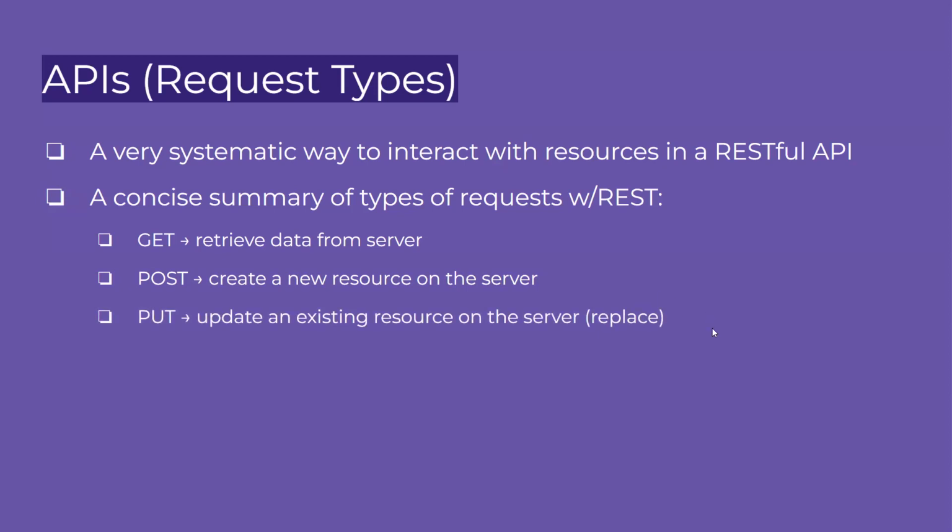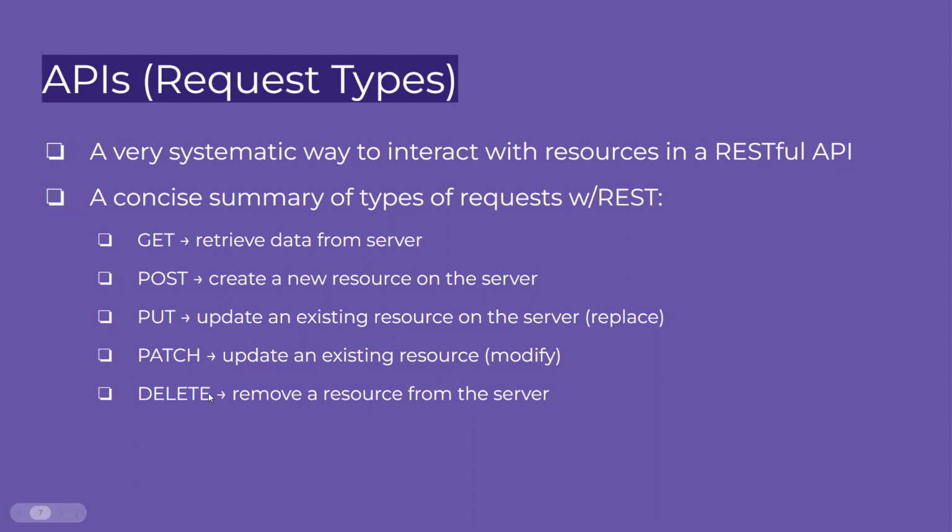PUT is for updating an existing resource on the server, so usually replacing it. PATCH, on the other hand, is to update an existing resource, but to modify it. So, often there are some differences between these, like PUT and PATCH seem kind of similar. They're both updating something. Now, there are some more key differences about them that we can get into later. And of course, we also have DELETE. So DELETE is for removing a resource from the server. Okay, so these are request types.